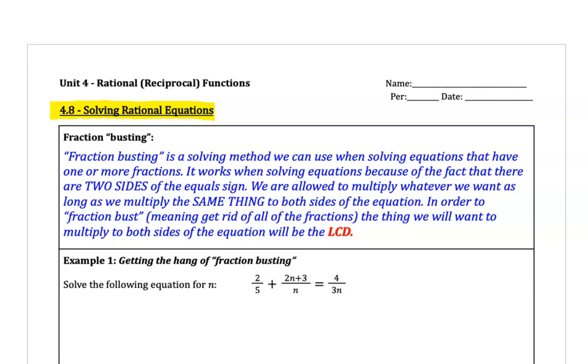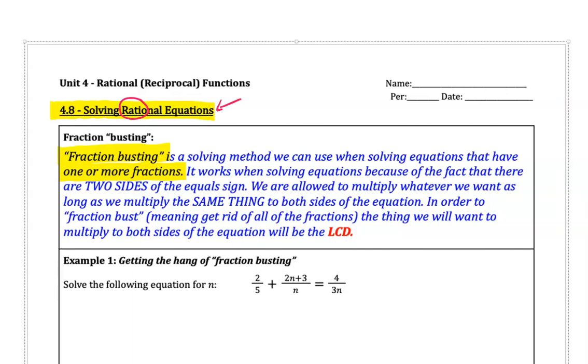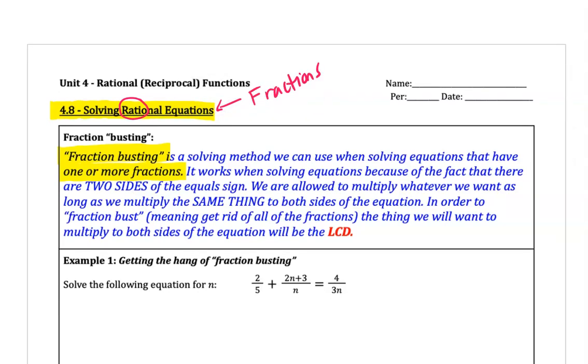So the method we're going to use is called fraction busting. And it's a method that we use when our equations have fractions in them, which is what a rational expression is. If you remember, it has that word ratio. So basically, it's equations with fractions. Okay. Now, the reason we didn't use this process earlier in this unit is because we weren't working with equations. We were working with expressions. And the thing that's unique to solving equations is the fact that there's an equal sign. So we can use this method of fraction busting.